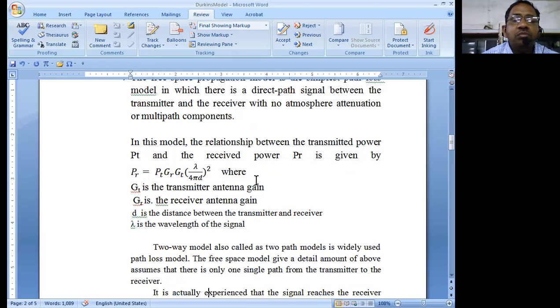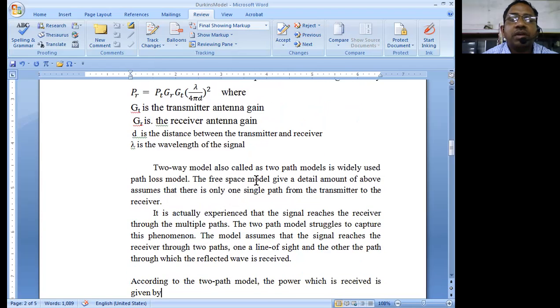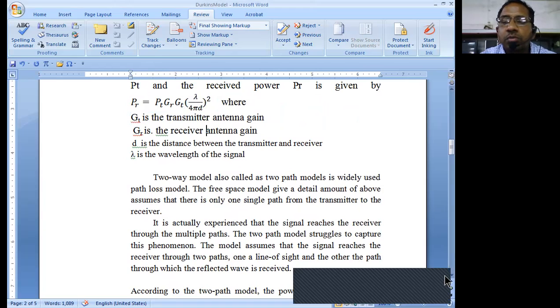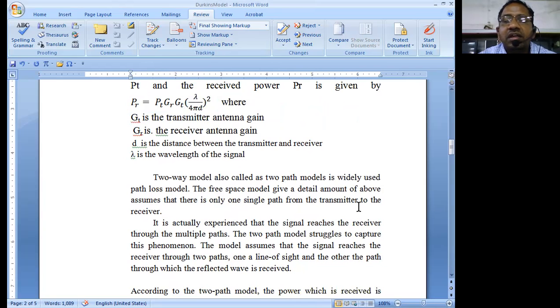A two-way model, also called a two-path model, is a widely used path loss model. The previous equation is a single path; there is no two path. Now the next possibility is two paths. The receiving antenna is going to receive signals from two different paths. Even though the transmitter is only one, the receiver is receiving from two paths. So the two-way model is also called the two-path model, a widely used path loss model.